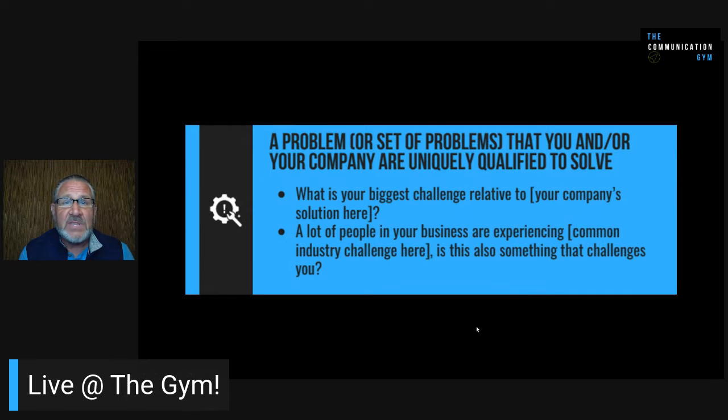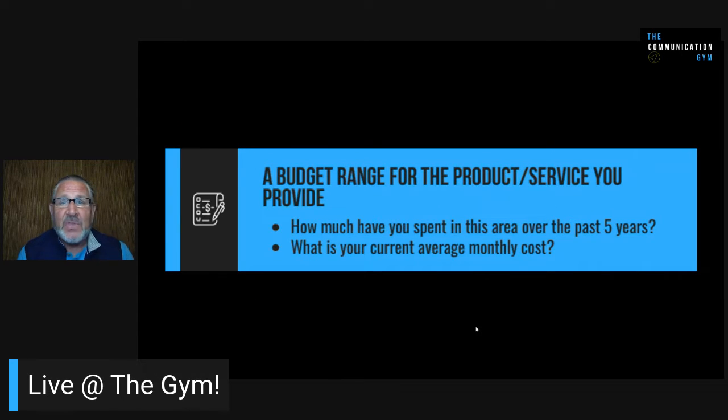The third is going to be budget. We want to know they have a budget, that they've got some idea of what this is going to cost them, and then they've got the money to do it. If not, they're still a suspect.